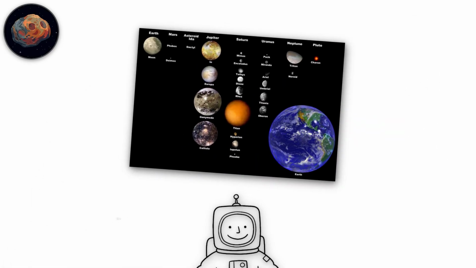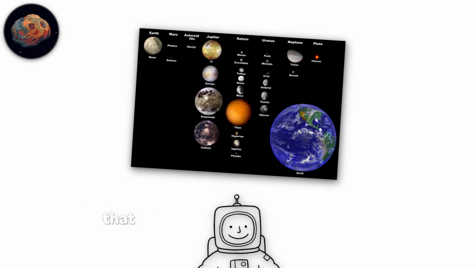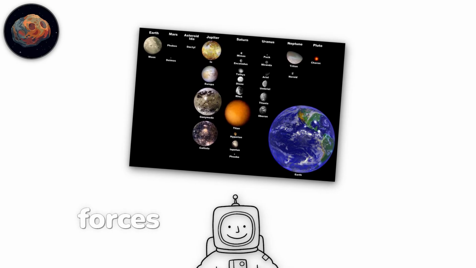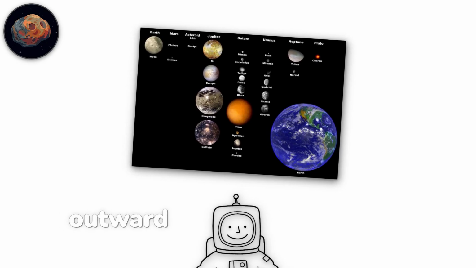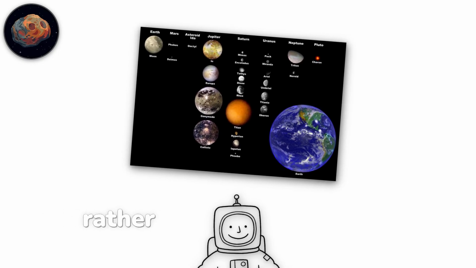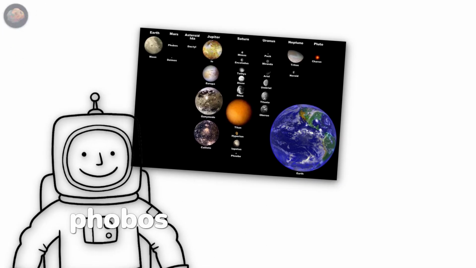Deimos was the smaller of the two and had a higher, slower orbit that placed it above Mars's synchronous orbit altitude, meaning that tidal forces would cause it to slowly spiral outward and eventually escape Mars's gravitational influence entirely rather than spiraling inward like Phobos.